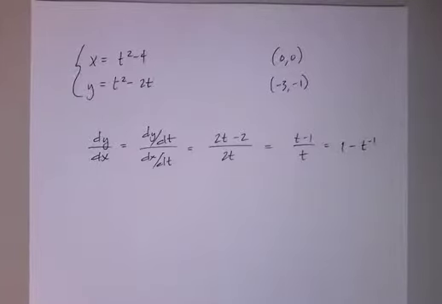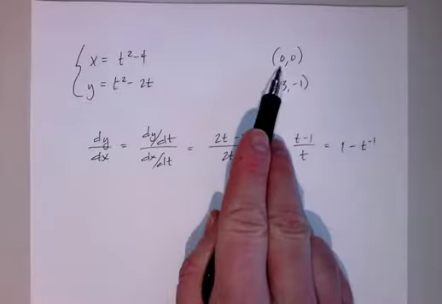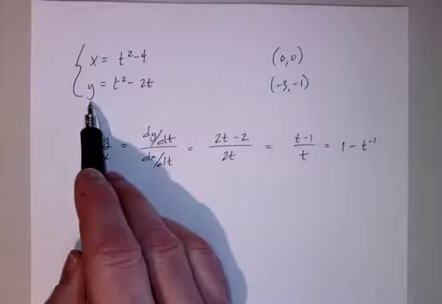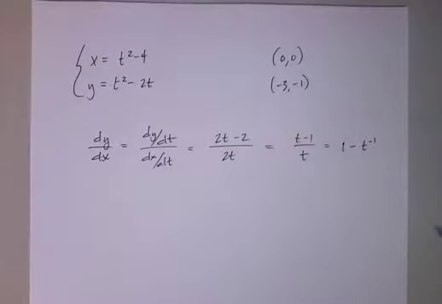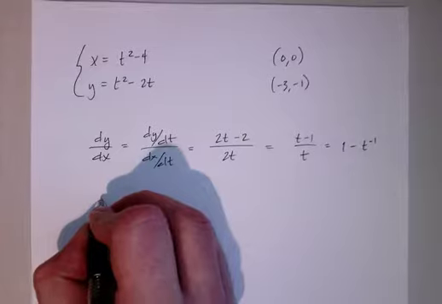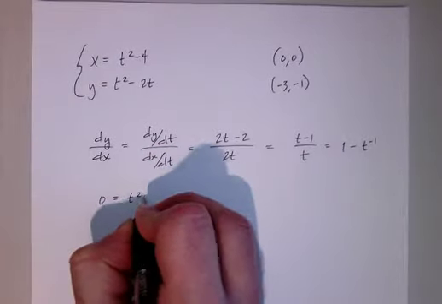If I'm looking for the tangent line at (0, 0), I recognize that I cannot plug in (0, 0) here. I'm going to need to find a t value that corresponds to (0, 0). Okay, well, when is it going to be (0, 0)? Well, you can go ahead and solve for it if you want. You can go ahead and say, well, 0 is equal to t squared minus 4.